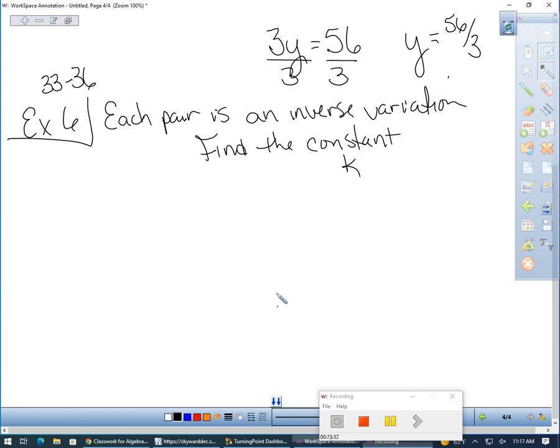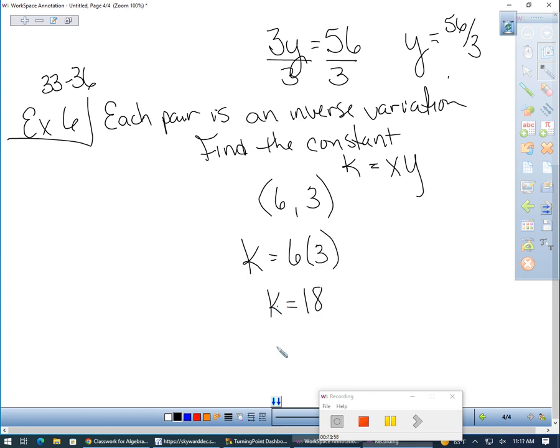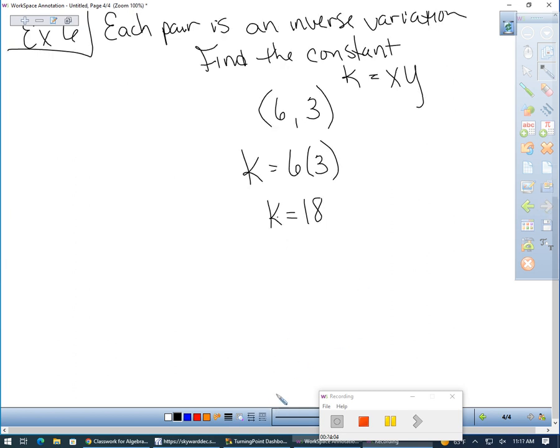So in these few problems, it's going to say that they give you a pair, let's say 6, 3. To find the constant for an inverse variation, remember that k equals x times y. So in this case, we have k equals 6 times 3, or k equals 18. All you have to do. So it makes it a little tougher here in example number 7. Example 7, which is going to cover your 37 through 40.